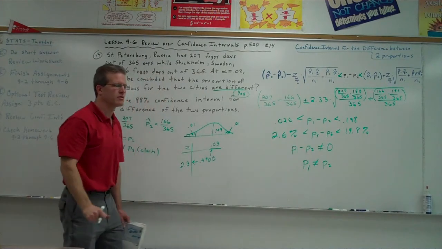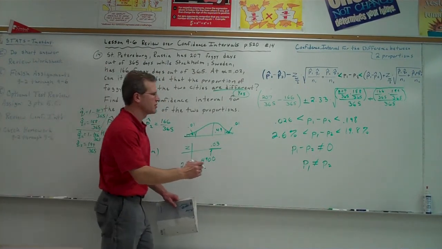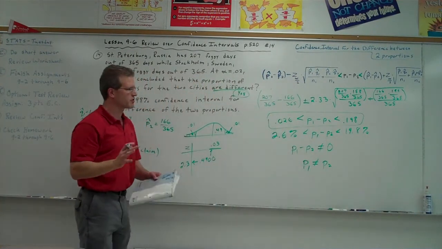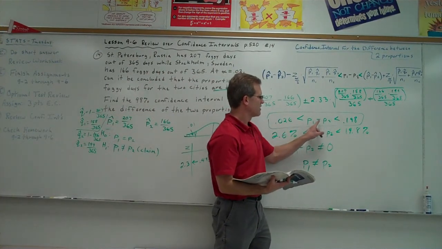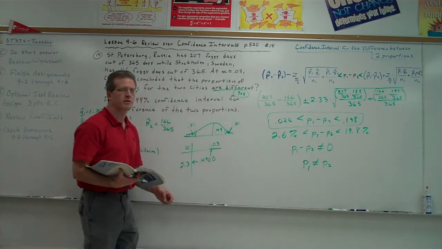Any question? Really all I wanted to do here was find this interval. But I want you to be able to explain that because 0 is not between these two numbers, that these two numbers cannot be equal. Any questions about that?